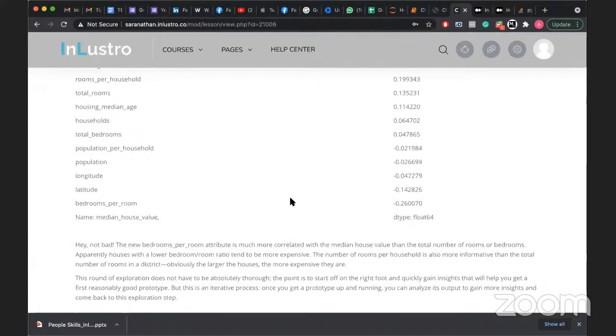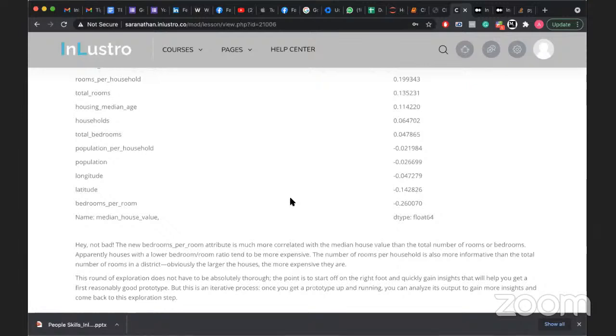So the new bedrooms per room attribute is much more correlated with median house value than the total number of rooms or bedrooms. Apparently, houses with lower bedroom per room ratio tend to be more expensive, and the number of rooms per household is also more informative than the total number of rooms in a district, obviously, because the larger number of rooms, the larger the house, the more expensive they are.